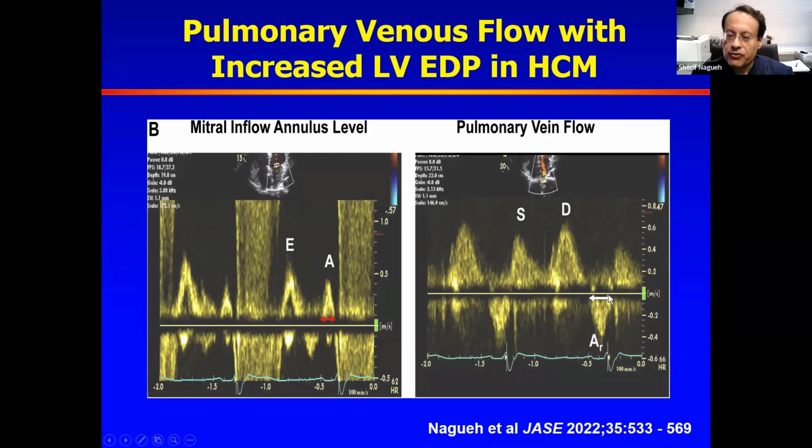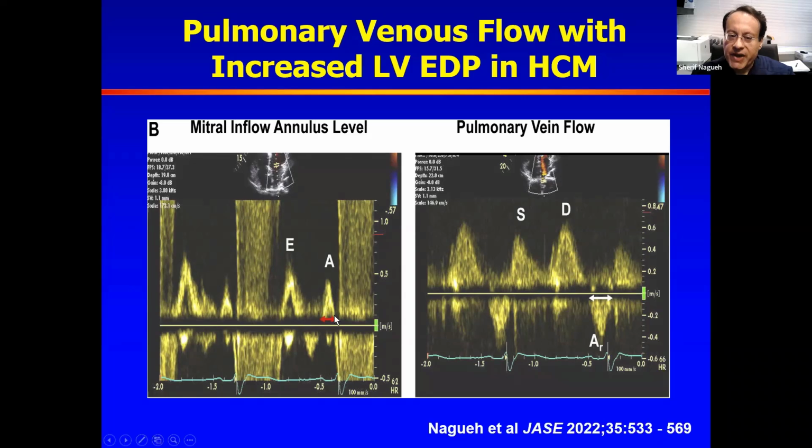flow with atrial contraction. Comparing the duration of that atrial velocity in the pulmonary vein with forward flow across the mitral valve, you can see that the ejection from the atrium into the vein is a much longer duration than that into the ventricle. That's a good indicator of increased left ventricular end diastolic pressure, which many patients have.